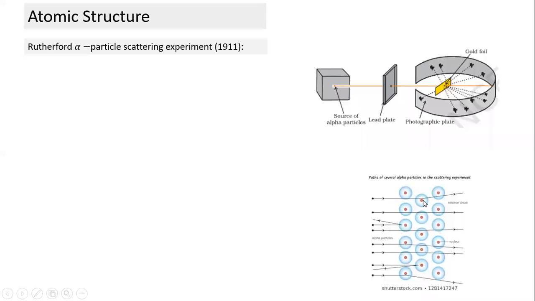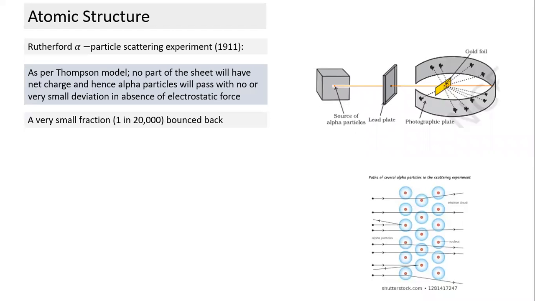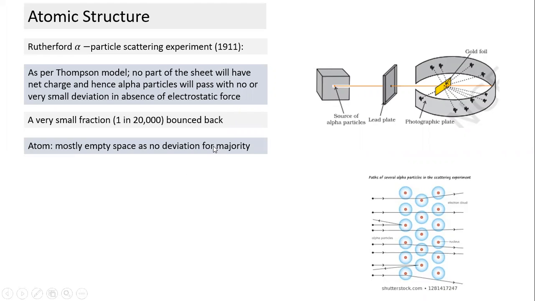So yesterday we just started the topic of atomic structure. We'll continue with the same, and I'll just quickly go through the Rutherford experiment. What was the inference we could have drawn from the Rutherford experiment?